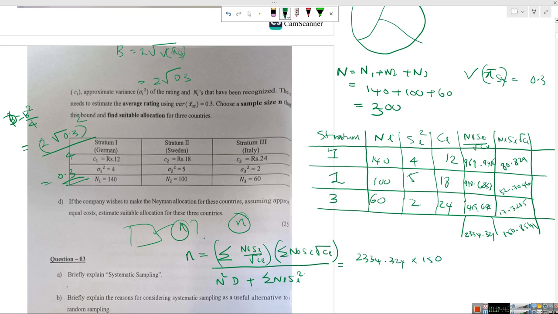Okay, now we can substitute the values in this equation: 2334.324 into 150.8541, divided by N squared, which is 300 squared into 0.3, plus this summation, which is also necessary. So now the summation of NiSi squared: multiply Ni and Si squared and add. If you add them, you will get 140 into 4 plus 500 plus 120.